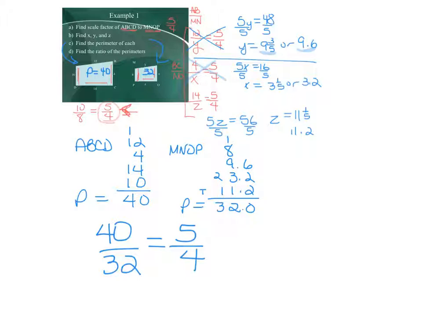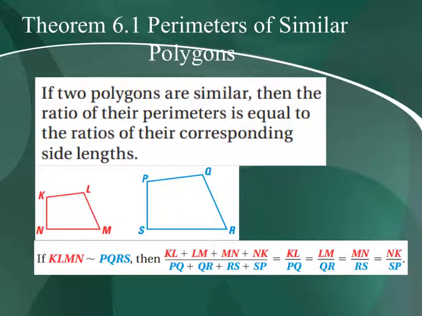Notice the ratio of the corresponding sides, or the scale factor, is the same as the ratio of the perimeters. The next slide is going to show us the theorem that's going to reinforce that. So the ratio, or the fractions, for the corresponding sides, the scale factor, and the perimeters are always going to be the same ratio. It's 5 to 4 on this one.